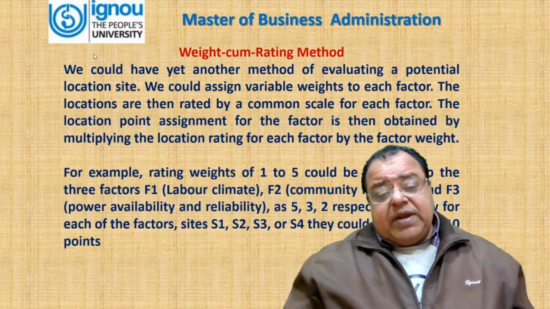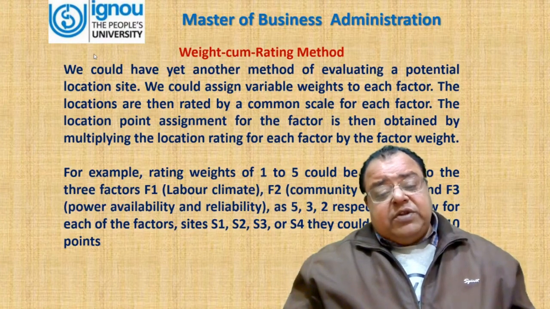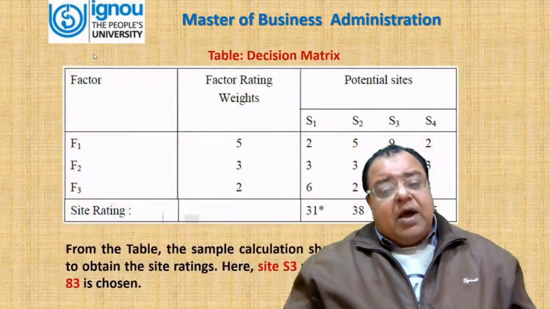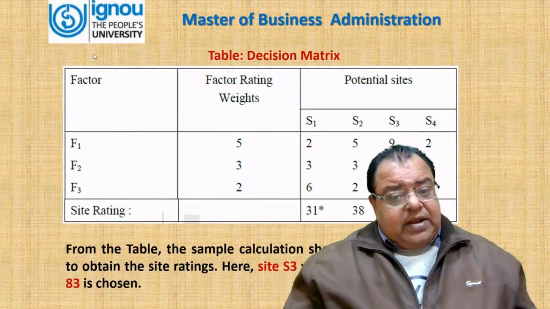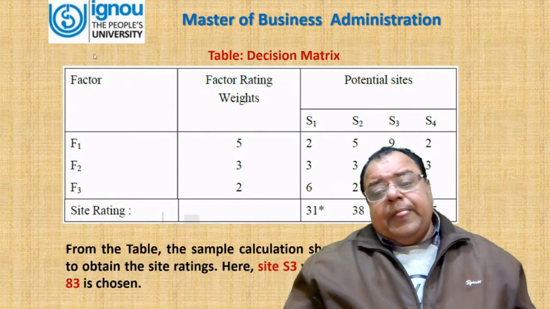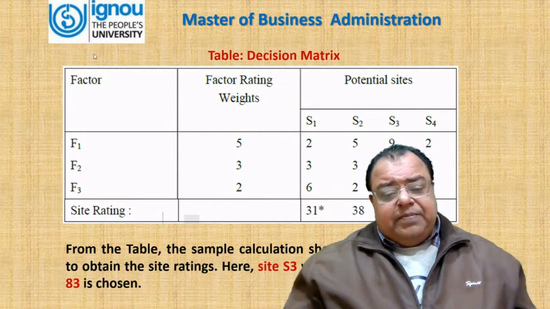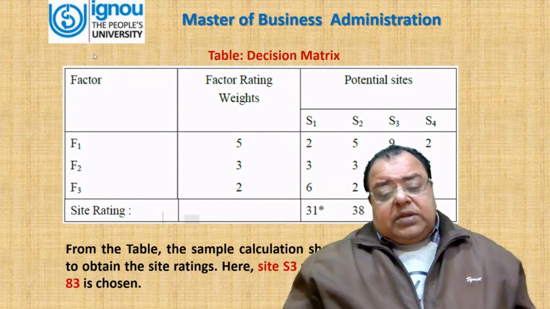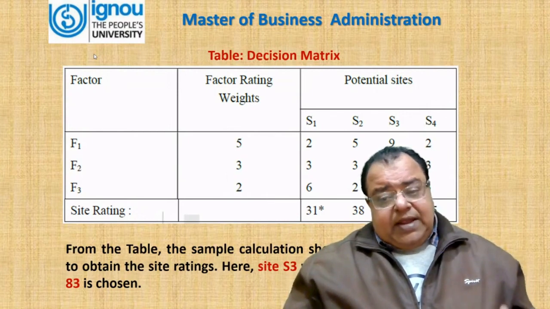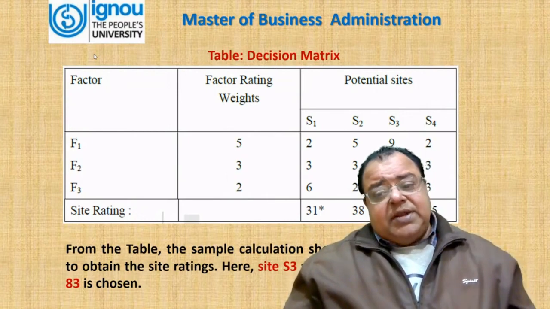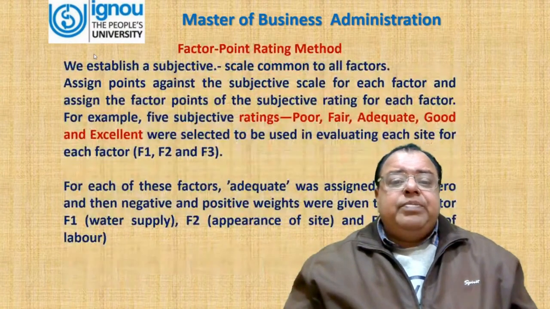Now, for each of the factor sites S1, S2, S3, S4, they would receive 0 to 10 points. So we will see how. We have four potential sites, factor ratings, and weights are given. After calculation, we found that site 3 has the highest rating of 83. Hence, in this case, by this method, site 3 will be chosen.